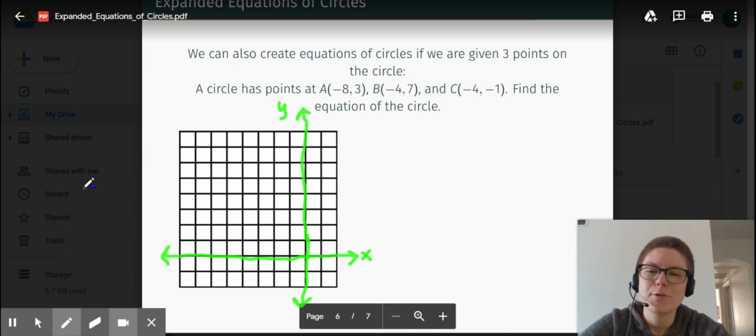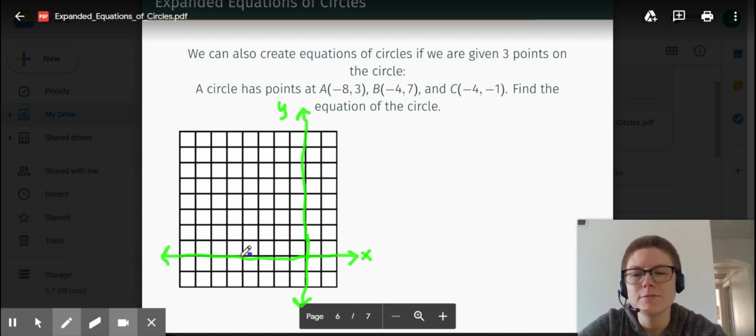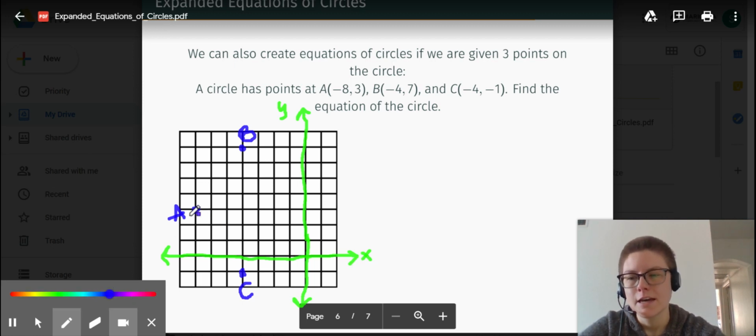All right, so then we want to graph our points. Negative 8, 1, 2, 3, 4, 5, 6, 7, 8, comma 3, 1, 2, 3. All right, here's point A. Point B is at negative 4, 7, 1, 2, 3, 4, 1, 2, 3, 4, 5, 6, 7. All right, that's up here. And C is at negative 4, negative 1, so same number over, but instead of up 7, we go down 1. And what we're going to do is connect those dots to make a triangle.